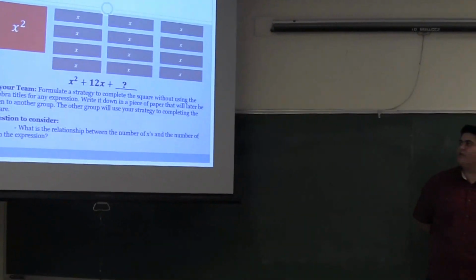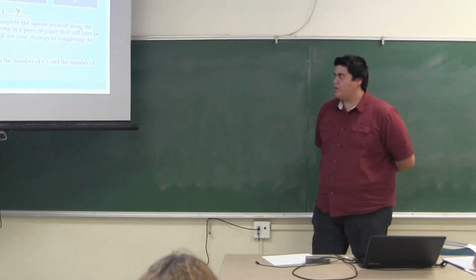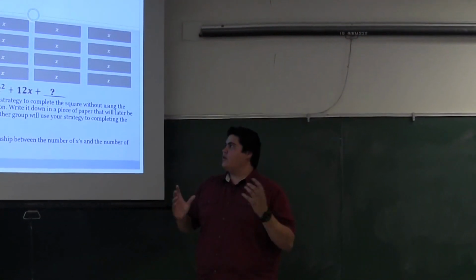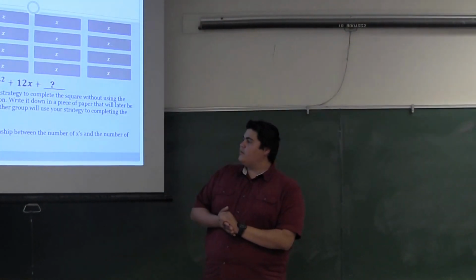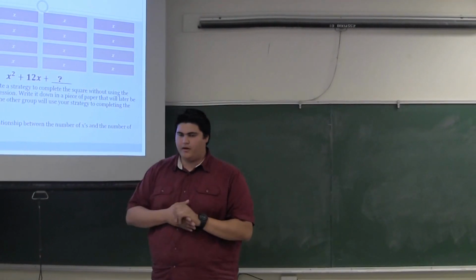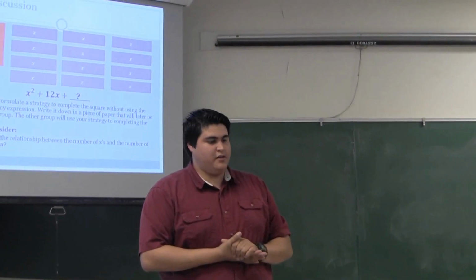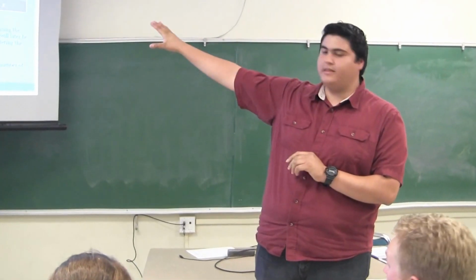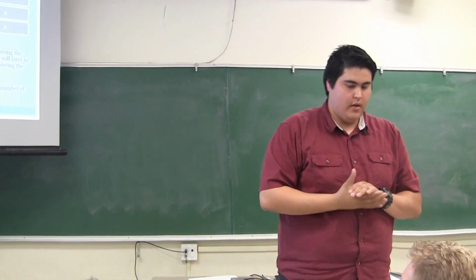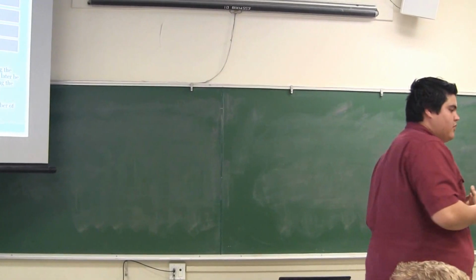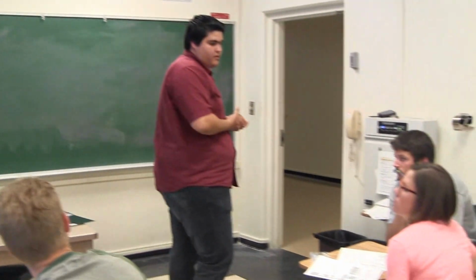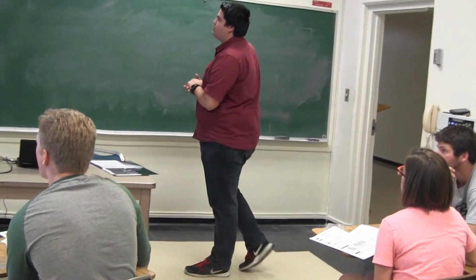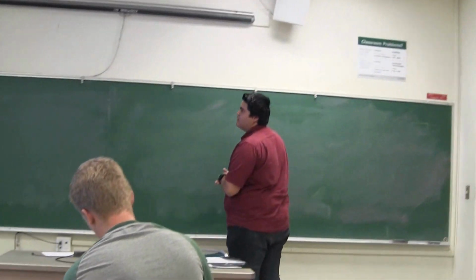So now I want you guys to formulate a strategy to complete the square. We saw this using algebra tiles or any expression. So write down on a piece of paper: what's your strategy for completing the square? How are we going to get that last number? Try to use the examples that we were working on to come up with that strategy.